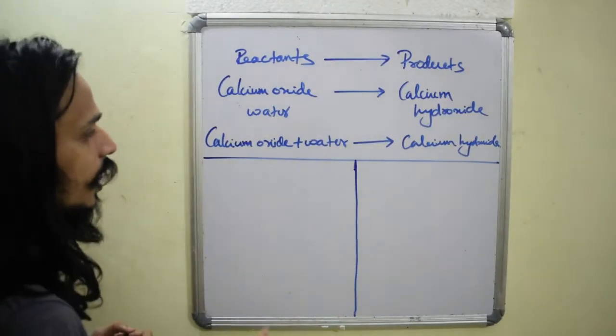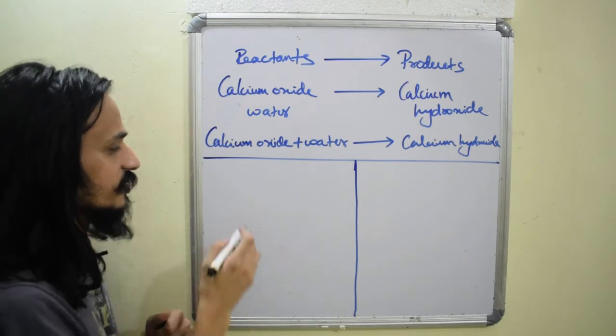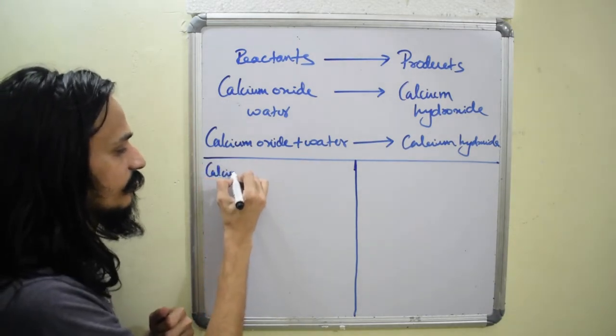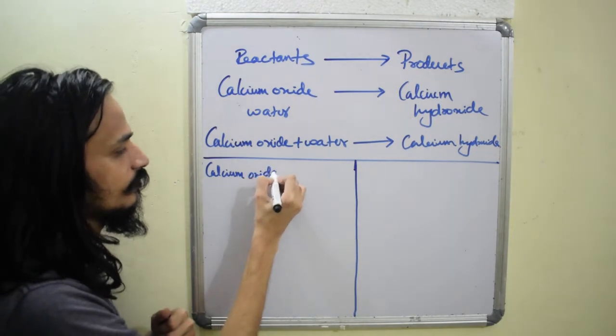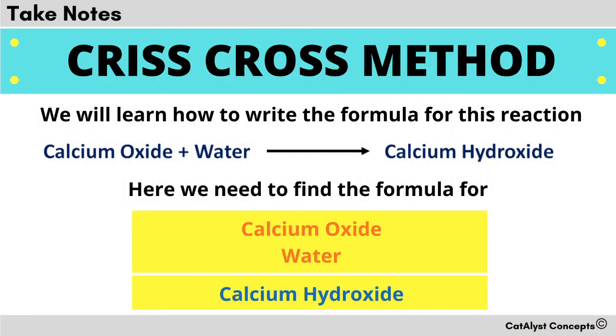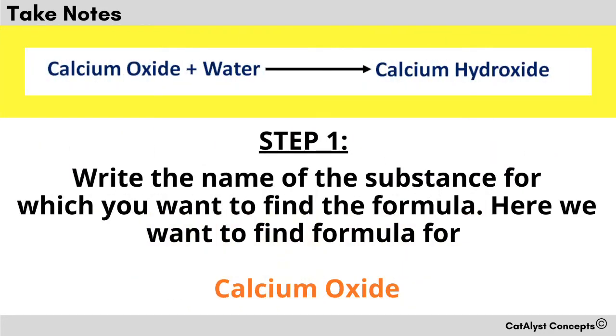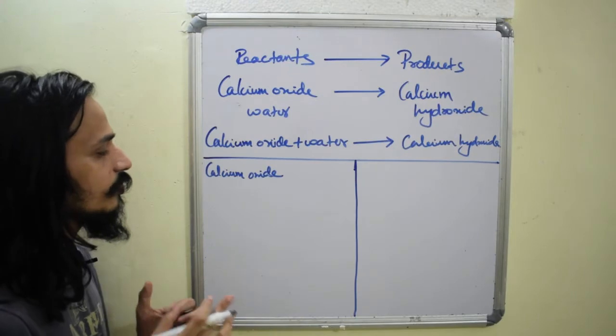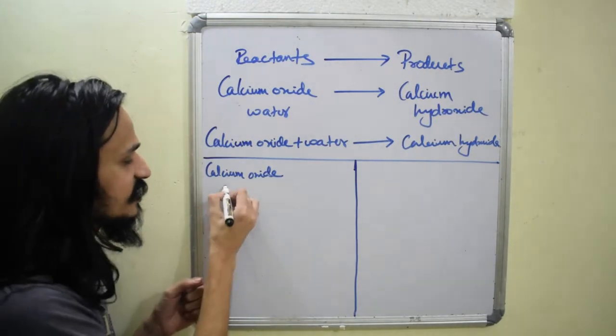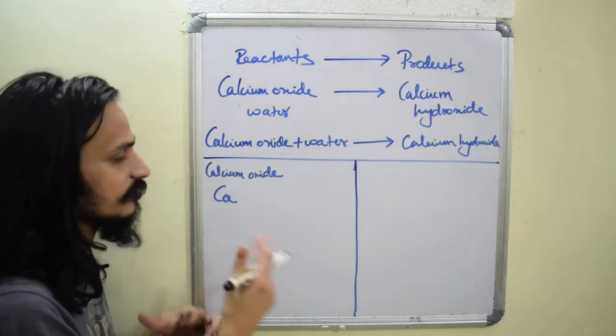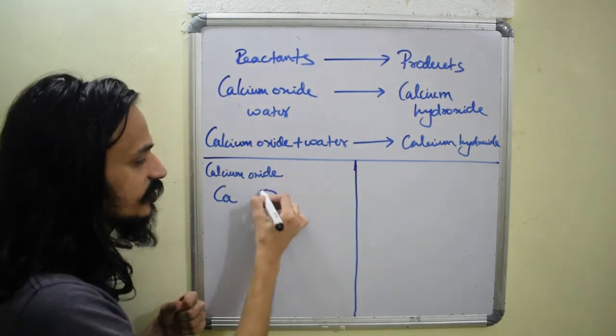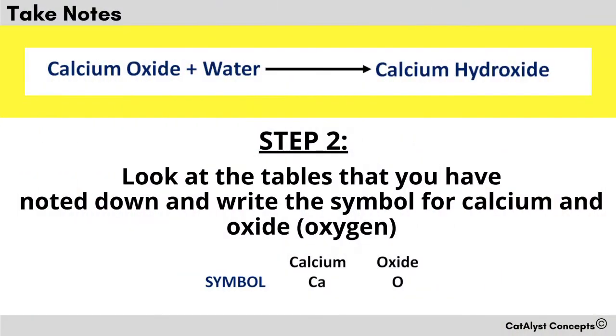Okay, now calcium oxide. First I want to find out the formula for calcium oxide. Now I know that the symbol for calcium is Ca, capital C, small a. Again, something you learned last year. I know for oxide it is O.